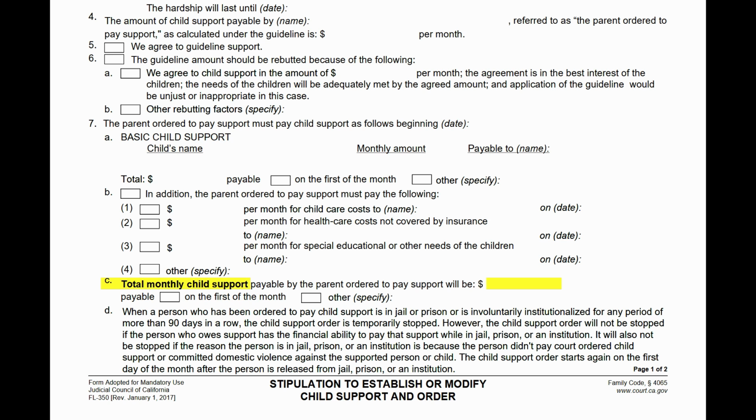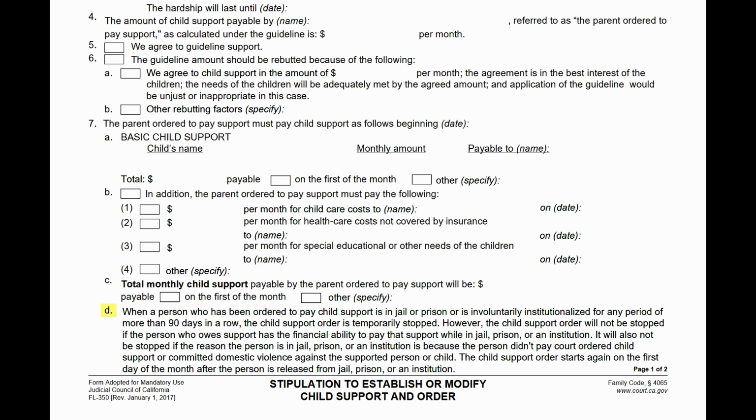In 7C, write in the total amount of child support per month the parent will be paying to the other parent and when it is due. Select the box for the 1st of the month or the other box if you have another arrangement, such as 30 days from when reimbursement is requested. If you put in percentages, you can carry the percentages into this box or say, see above for breakdown.